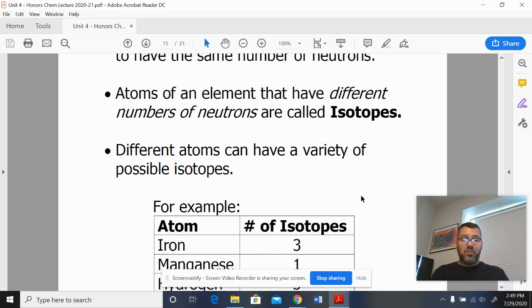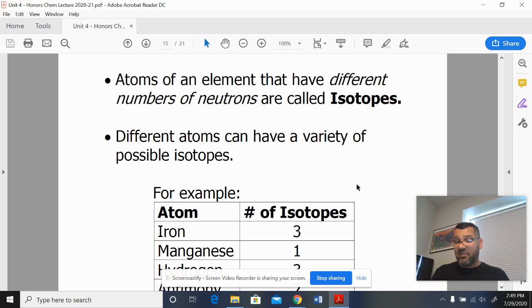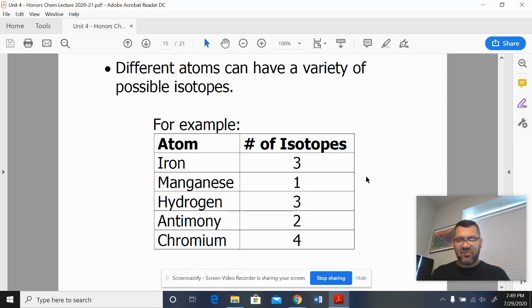So when you have isotopes, it causes a variety of elements to have a variety of different possibilities. So for example, here's a little list of some. Iron has three kinds of isotopes that exist in nature. Manganese doesn't have any choices, it just has one kind. Hydrogen, 3, antimony, 2, chromium, 4. So why an atom has 1, 2, 3, 4, or whatever number has all to do with how that nucleus is and if it's stable or not. But these nuclei, the plural of nucleus, can have different numbers of neutrons.